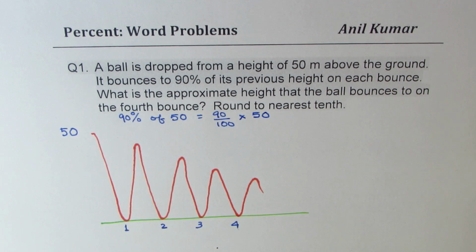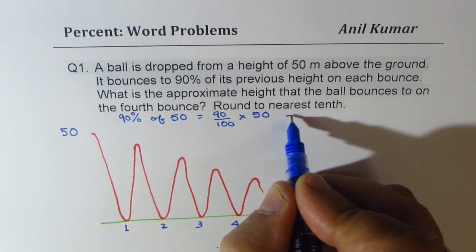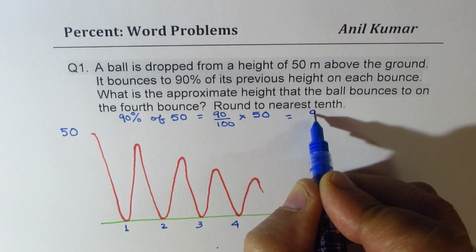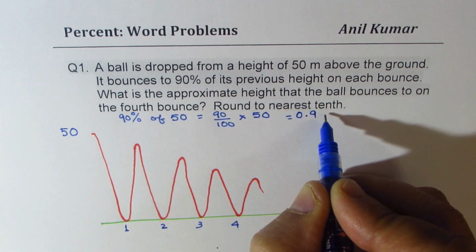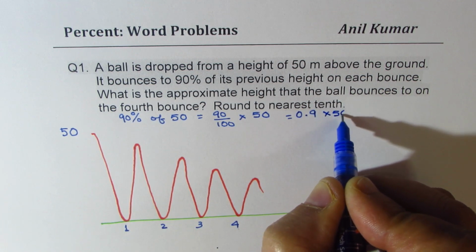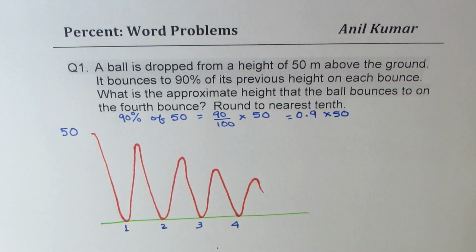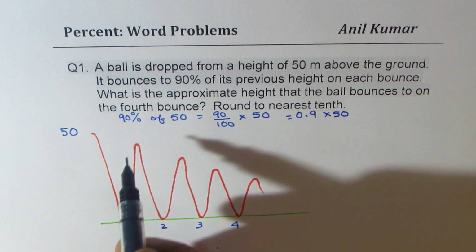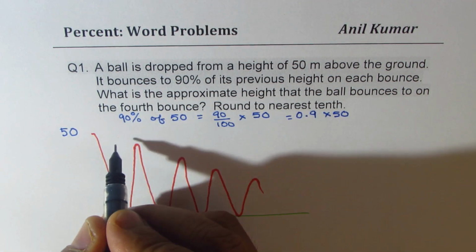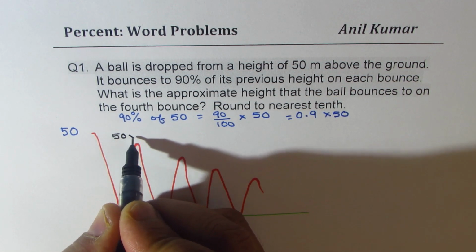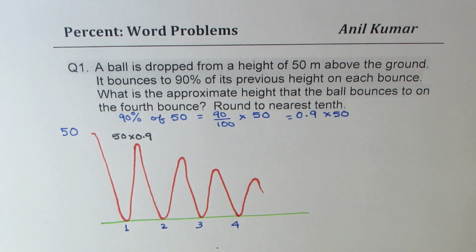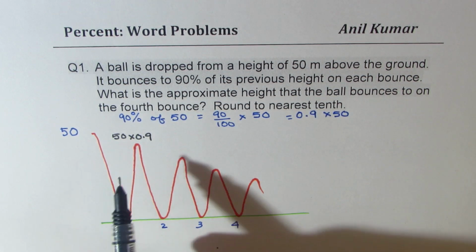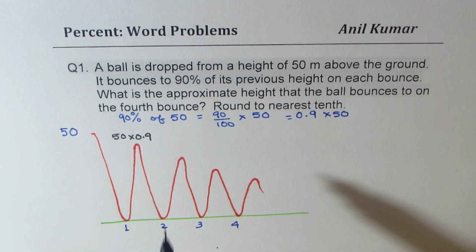So that is what it is, which you could also write as 90 divided by 100 is 0.9, correct? Times 50. So that is what 90% of 50 is. So in this case, I'll write down this height as we could also write in the other way, which is 50 times 0.9. That means 10% less, 45, correct? So we'll do the calculations later, but let's try to understand.